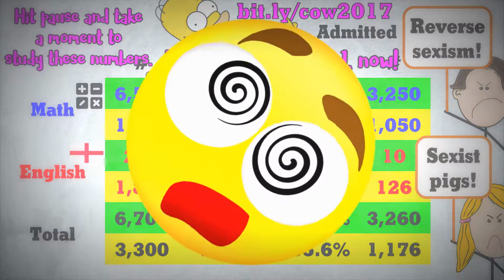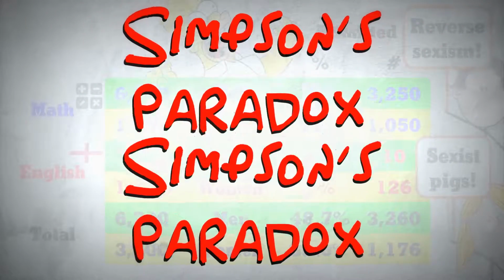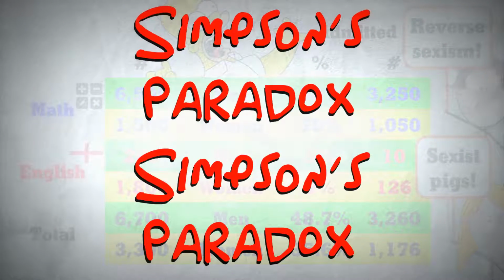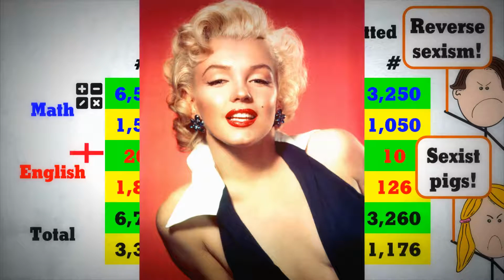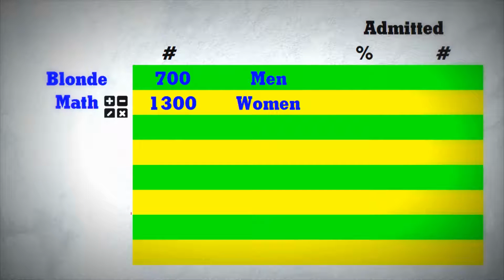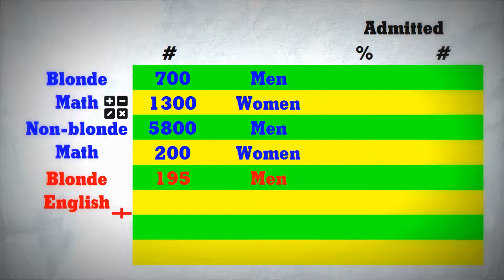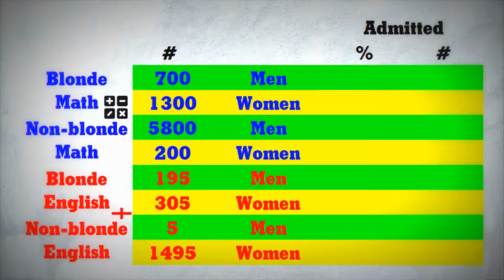In case your head isn't spinning yet, let's try a double Simpson's paradox. Even if you've learned about the paradox before, this may be new to you. Continuing with the same grad school example, say we look also at whether applicants are blonde. We can partition applicants into 4 categories: blonde math applicants, non-blonde math applicants, blonde English applicants, and non-blonde English applicants. It is entirely possible that a higher percentage of men are accepted in all 4 of these categories.